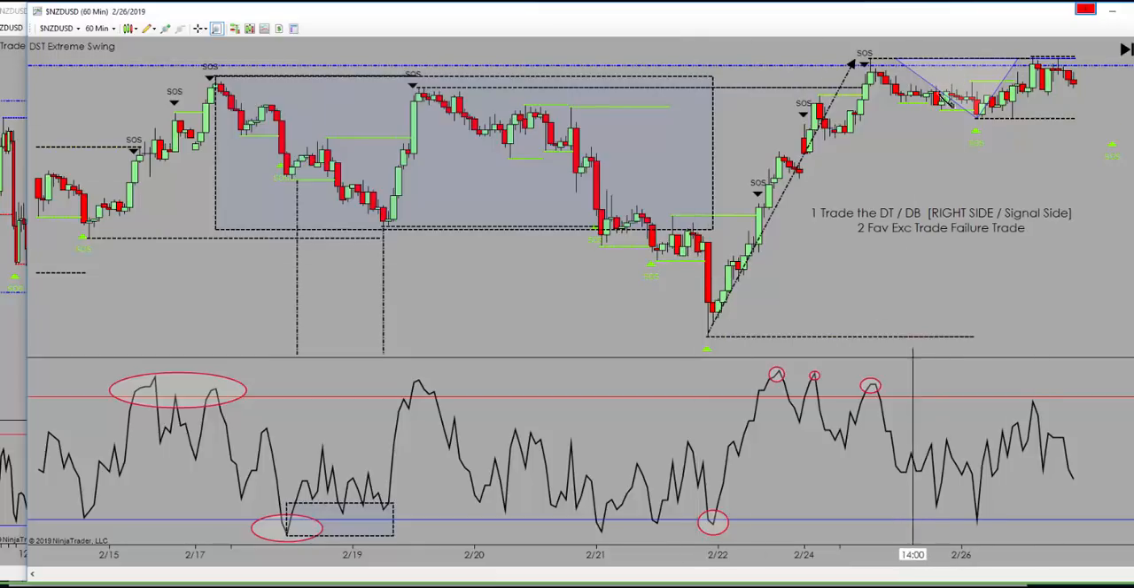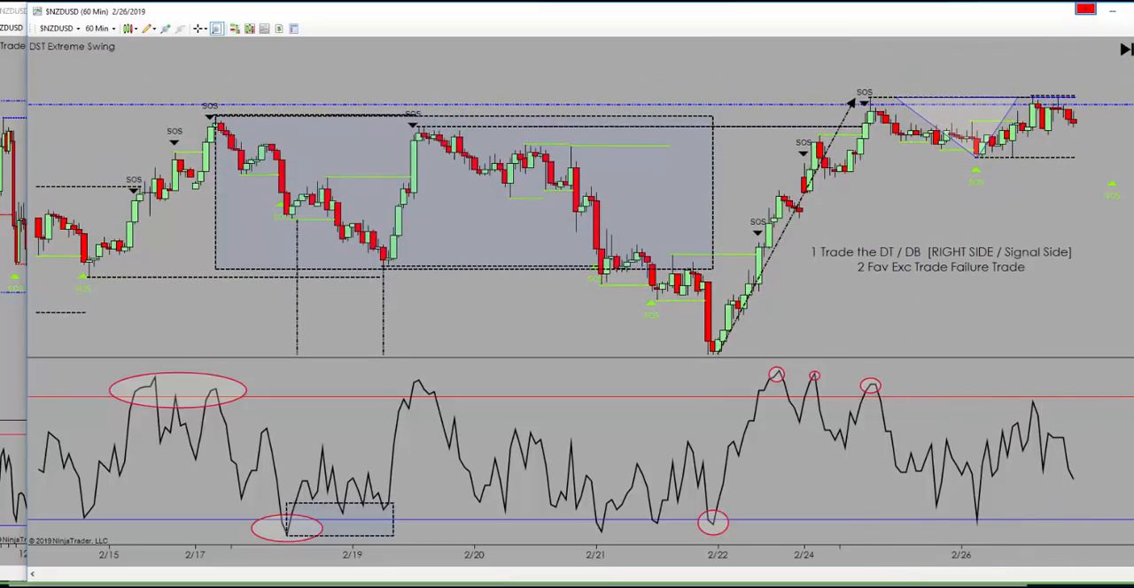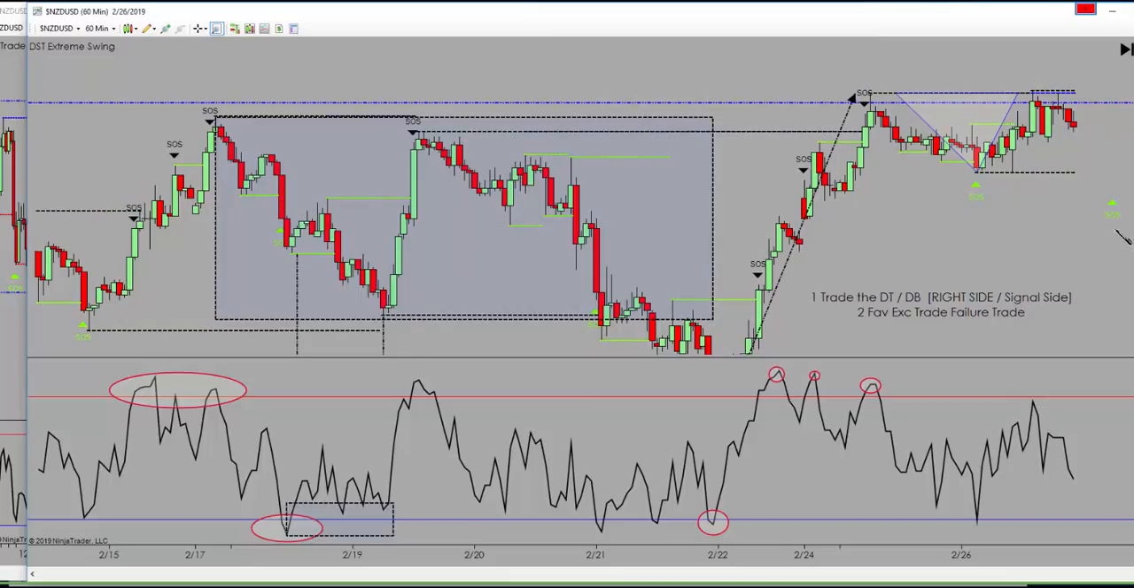Okay, here, symmetrical double top. We talked about trading the double top. The right side of the double top is the buy or sell side. That's the signal side. We go overbought, higher low, retest, bearish divergence. There's a doji with a lower close. Any of these right here will work on the right side.